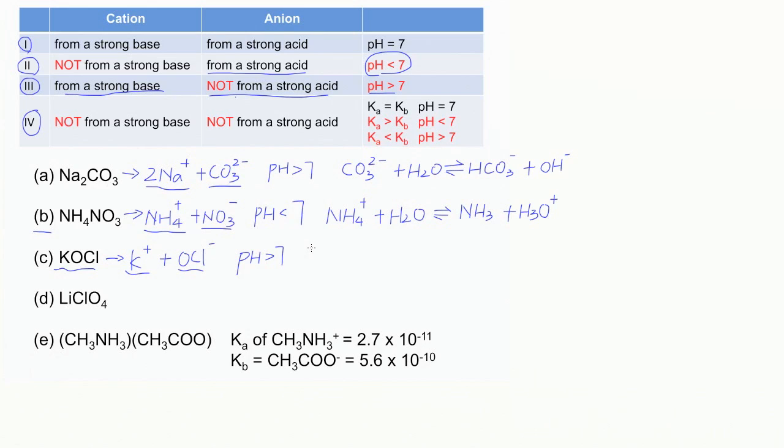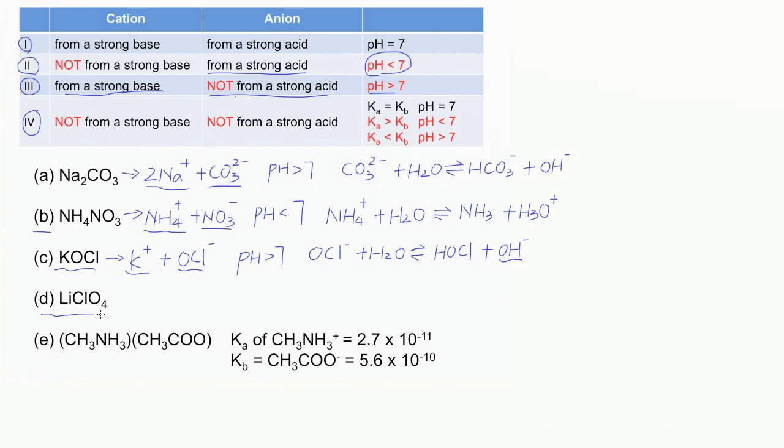Then again, let's talk about why this salt is a basic salt. It's because the OCl minus will interact with water to generate the conjugate acid and hydroxide. Okay, so here this is the conjugate acid of OCl minus, and the second product is OH minus, hydroxide. So this is a basic salt.